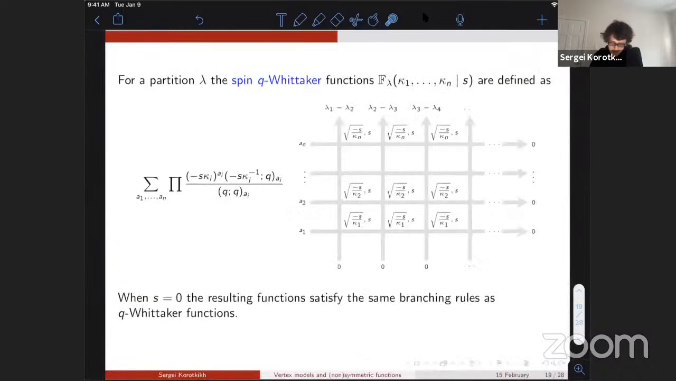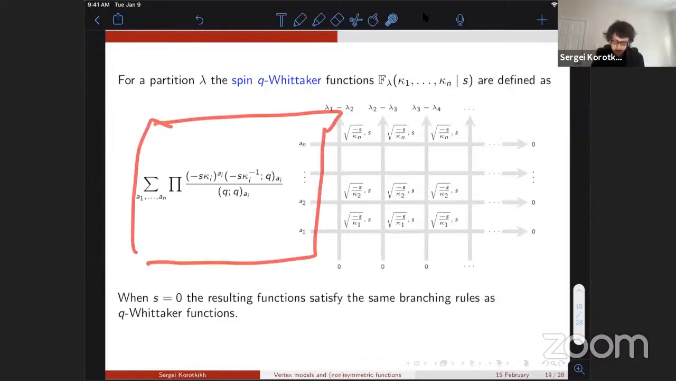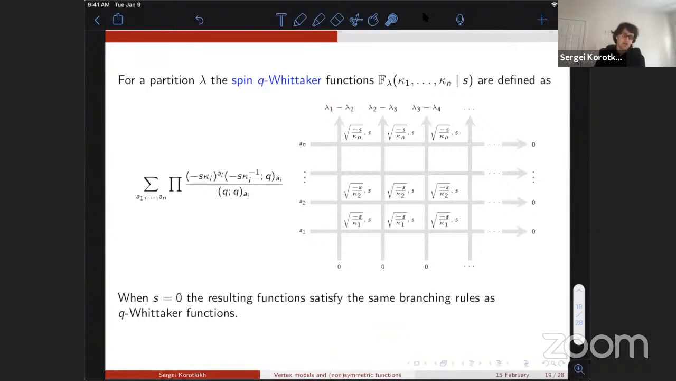With these weights, I consider the following model, which again has several lines and columns, and on the bottom and on the right, I have zero boundary conditions. On top, I again encode my arbitrary partition lambda, with the number of paths exiting through the first column being lambda one minus lambda two, then the next column lambda two minus lambda three, and so on. On the left, I have essentially free boundary conditions, but I also need to multiply my partition functions by some weight depending on the exact boundary values on the left. So this part just tells me that on the left, I have free boundary conditions with some additional weight coming from it.